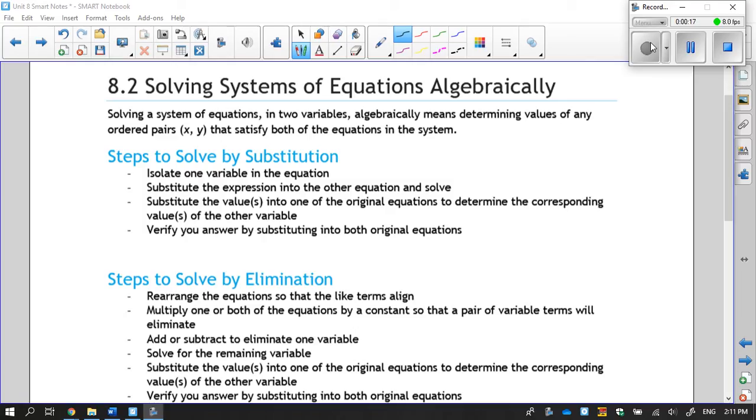That should be a good reminder from Foundations 10 or Foundations 20. Make sure that you have these steps memorized. You can always reference them during the assignment though. And the first thing that we're going to do is jump right into an example.